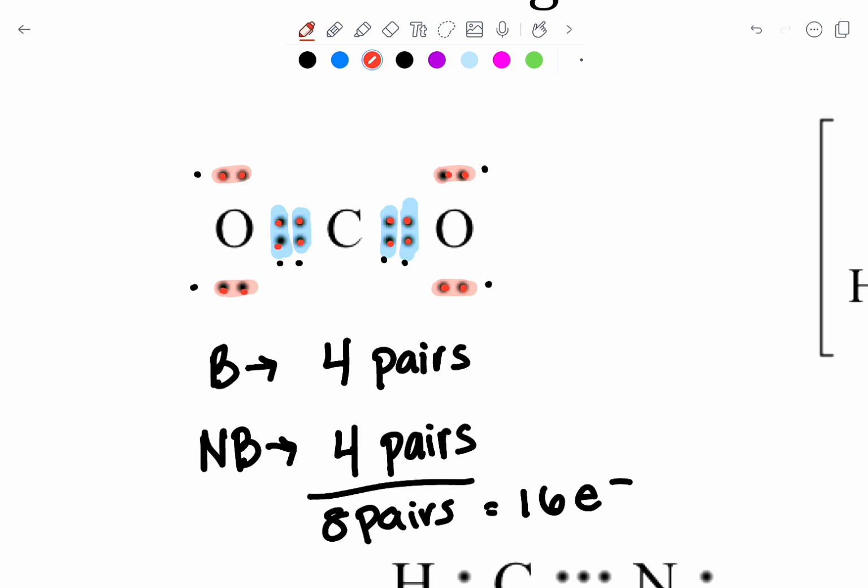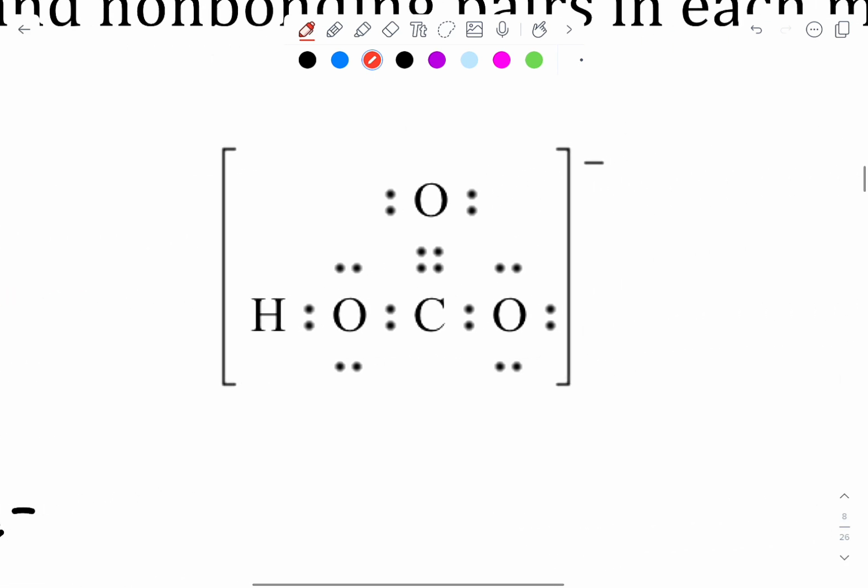So let's move on to our next one. Okay, it's a little bit more complex, so let's just go in and start figuring out our bonding pairs. So in blue, I'm going to highlight any pairs of electrons that are between atoms. So let's start from the left. We'll go between oxygen and hydrogen.